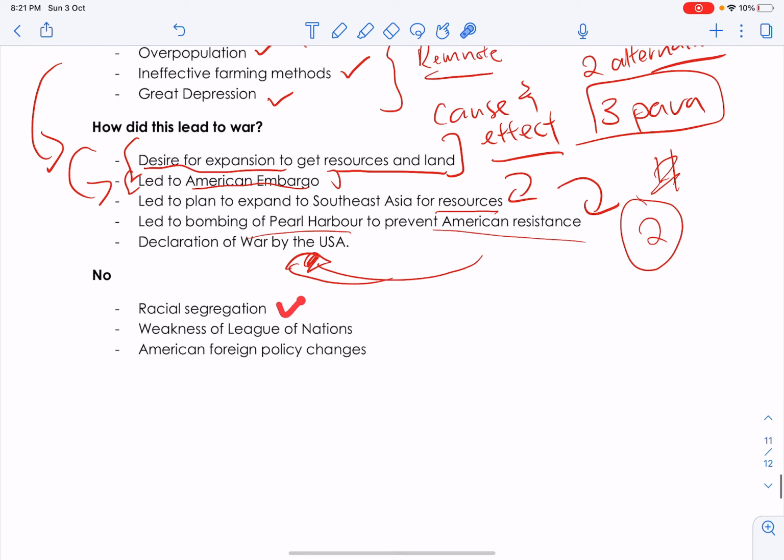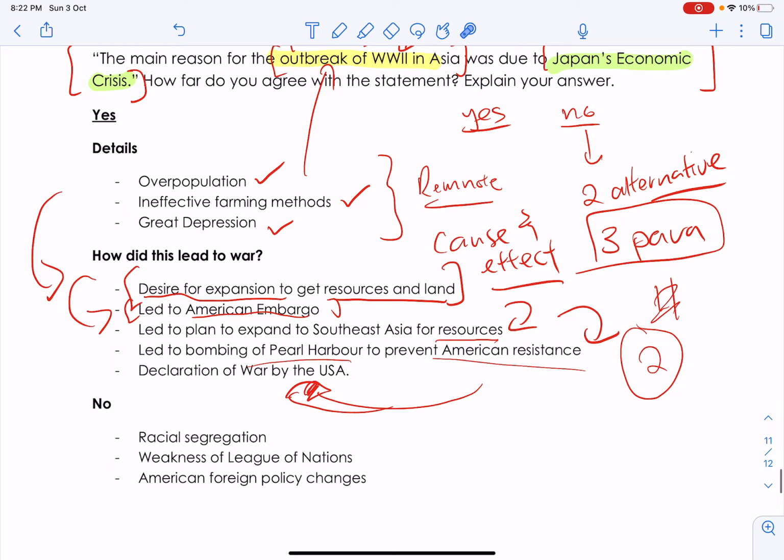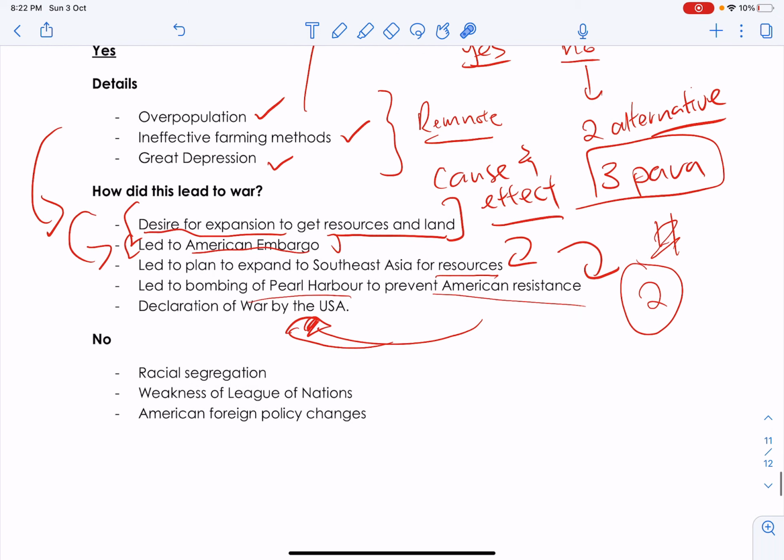So you can talk about racial segregation. You can talk about the weakness of the League of Nations. You can talk about American foreign policy changes. All these things eventually led to the outbreak of war. So do the same thing. Tell me the details about these, either two out of three of these points, because three paragraphs is the optimum. Give me the details and then link it clearly to how this led to the outbreak of war.